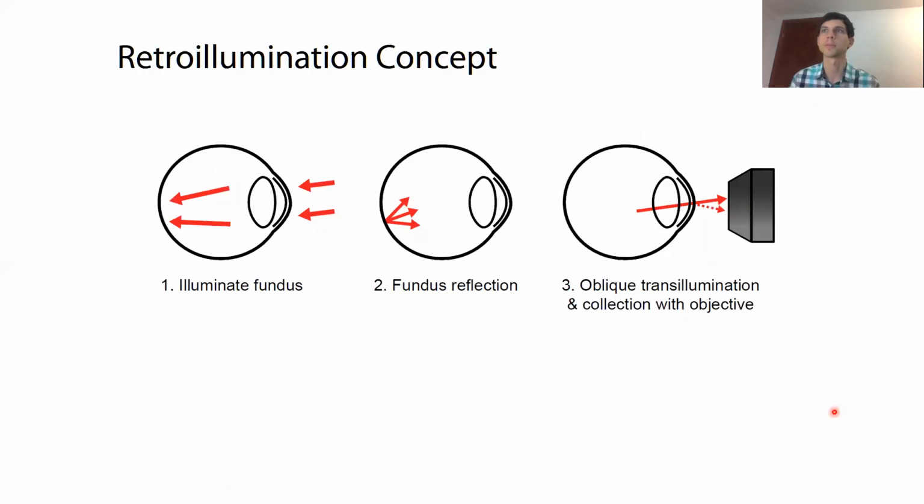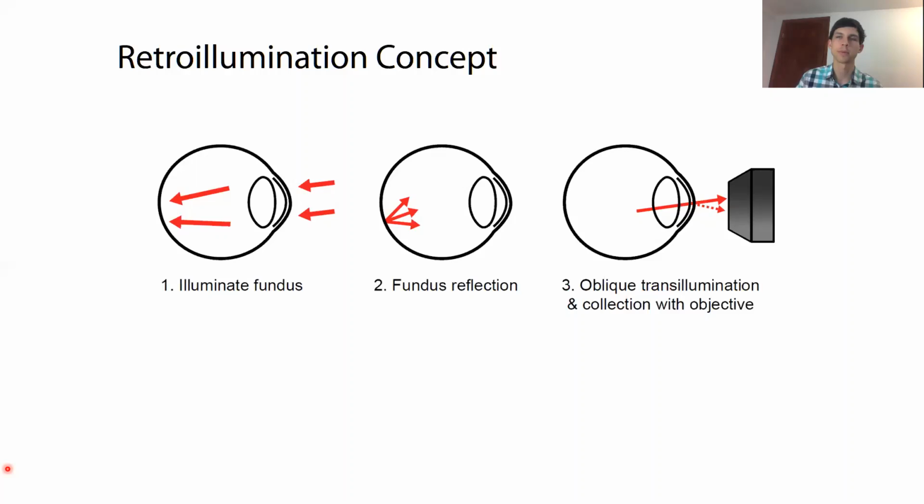So just graphically presenting this for the cornea, we come in with light and we illuminate the fundus mostly off axis. There is fundus reflection, which bounces light from that sort of off axis distribution of light back at the cornea. And that light is mostly oblique and transilluminates the cornea, giving us phase contrast sensitivity.